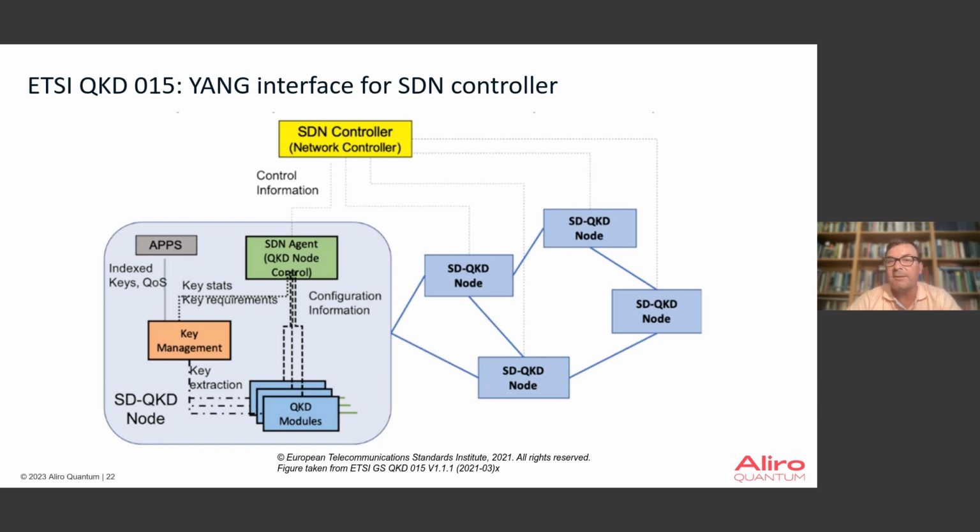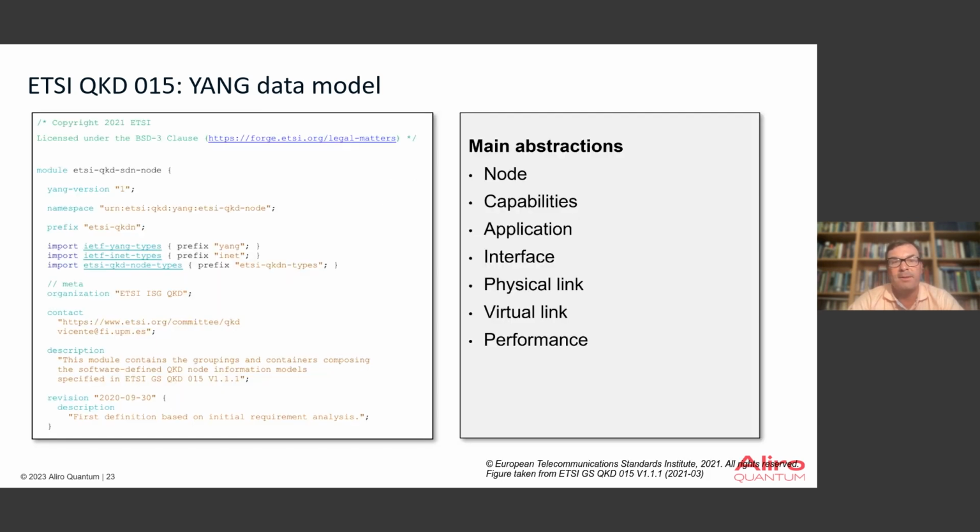Now, if these acronyms don't mean anything, the important thing to remember is that YANG and NETCONF and RESTCONF are the exact same protocols that are already widely being used in classical networks today. ETSI 15 is an important building block for supporting multi-vendor quantum networks that contain quantum nodes from multiple different vendors. ETSI 15 includes the actual YANG data model, which describes the configuration and operational objects for quantum nodes. The YANG data model is remarkably easy to read, even if you've never seen a YANG data model in your life before. So once again, I would encourage you to download it and try to read it.